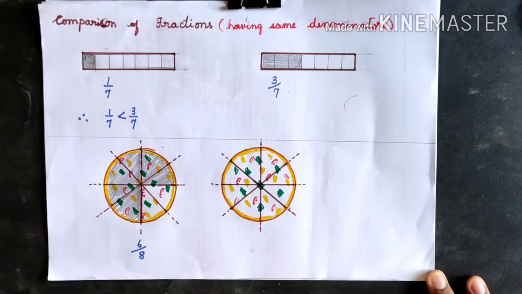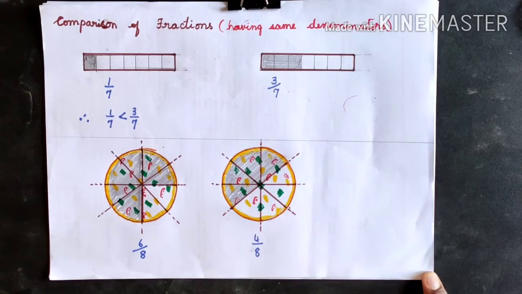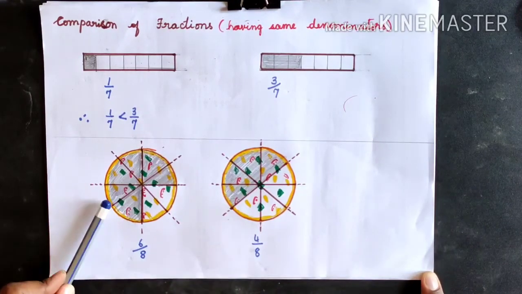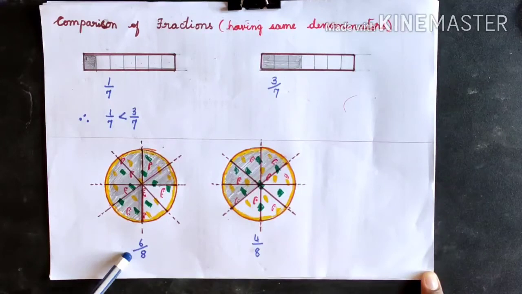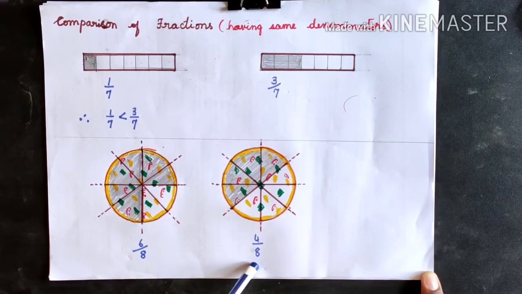But your friend ate only 4 pieces out of 8. So how would you represent those 4 out of 8? You have to shade 4 parts. Now tell me, who ate more slices of pizza? It is you, because you ate 6 out of 8. Your friend ate 4 out of 8. So comparing 6/8 and 4/8, we can clearly see in the picture that 6/8 is greater than 4/8.